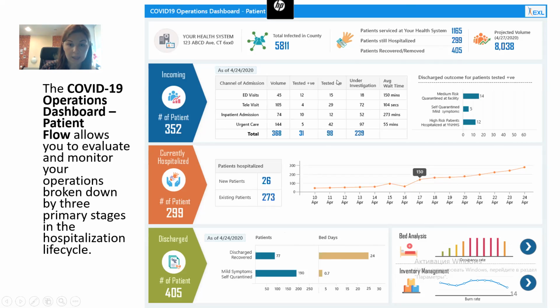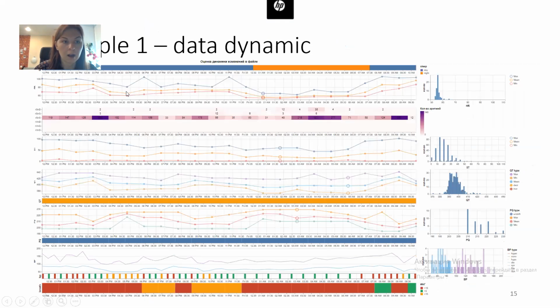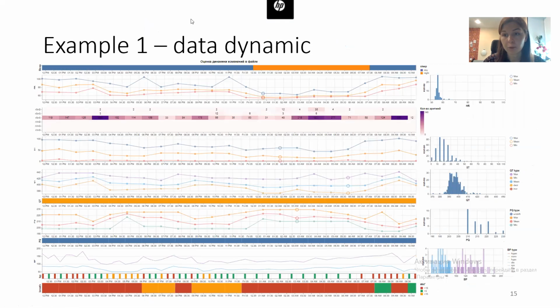So here we have tables. Here we have some bars which reflect some numeric range. We have lines. We have bars, vertical and horizontal. So there are several types of graphs. And some examples from my projects, which we did this year in my company.